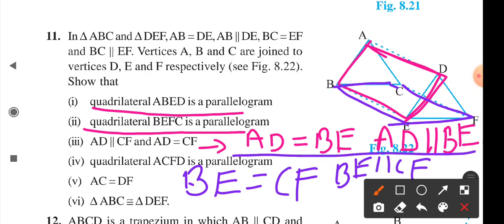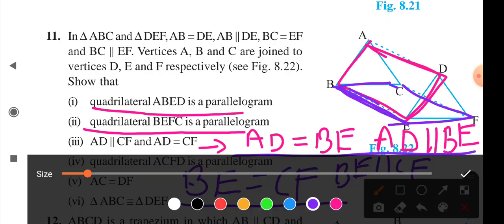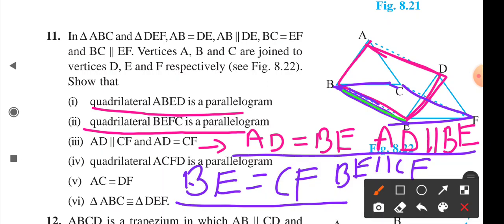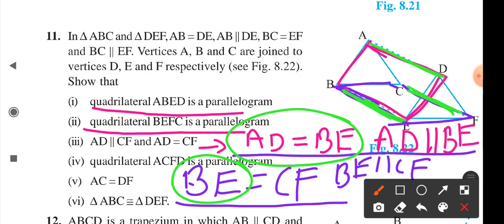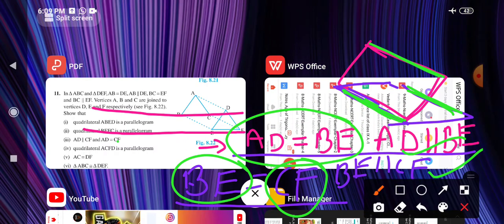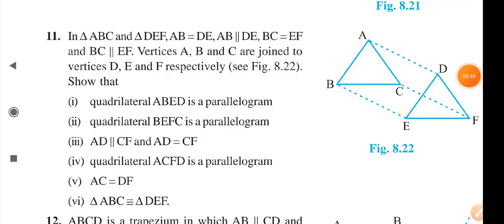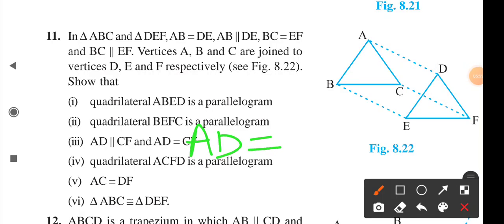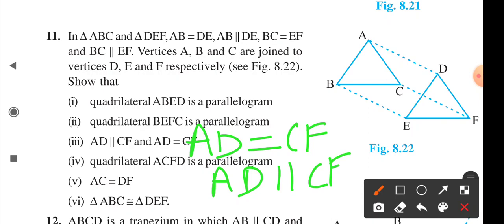If you will see these two, see this figure, this BE line, I will show you with another pen. You can see that this BE line is equal to AD, and again this BE line is equal to CF. So from this equation and this equation, you can say that this AD is equal to CF and AD is parallel to CF. This we have to prove. You can see that. Now moving to the next part.